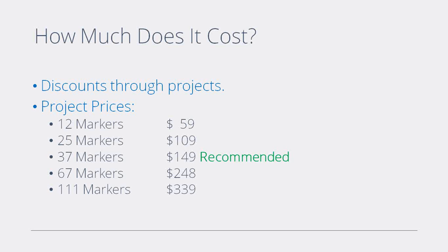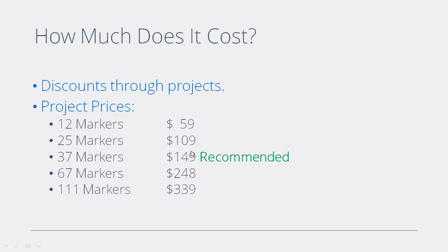Okay, so if you're wondering about prices, here are our current prices. The 12 and 25 marker tests, like I said, are available only through projects. The 37, 67, and 111 are available through projects and also through our main retail products page. You get a discount on mtDNA by ordering through a project because it's a group discount. And so these are the project prices.